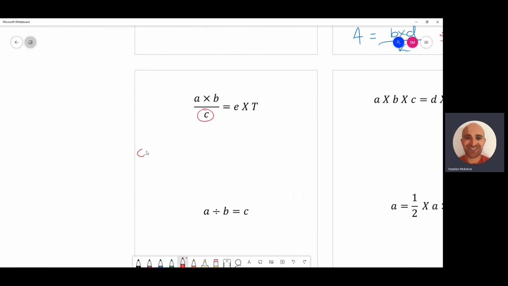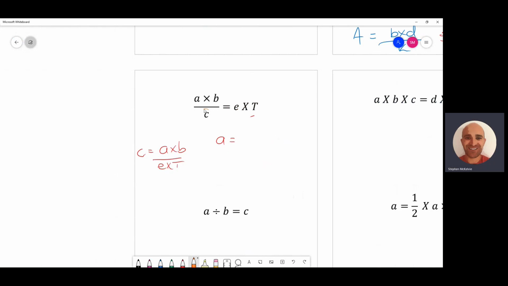Oh, nice simple one. I'm going to make C the subject. All I do is swap everything down here with everything that's up here. So C is equal to A times B over E times T. If I want to find out what A is equal to, I've got to use my two rules. I've got to use my rule twice even, pardon me.